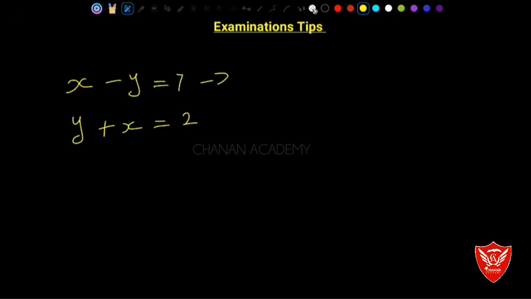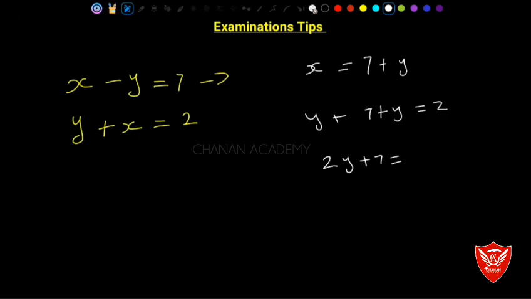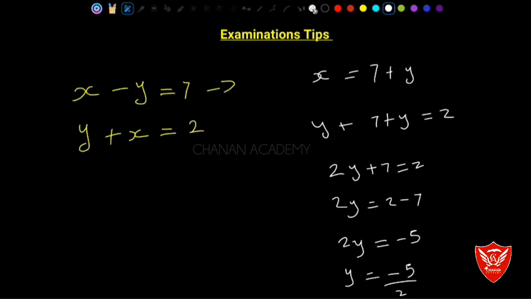In equation 1, I can quickly say x is equal to 7 plus y. So in equation 2, I can say y plus 7 plus y equal to 2. Now I have 2y plus 7 equal to 2. If you continue, you are going to have 2y equal to 2 minus 7. Then 2y is equal to minus 5. Therefore, y is equal to minus 5 over 2. Then you can quickly substitute the value into this.